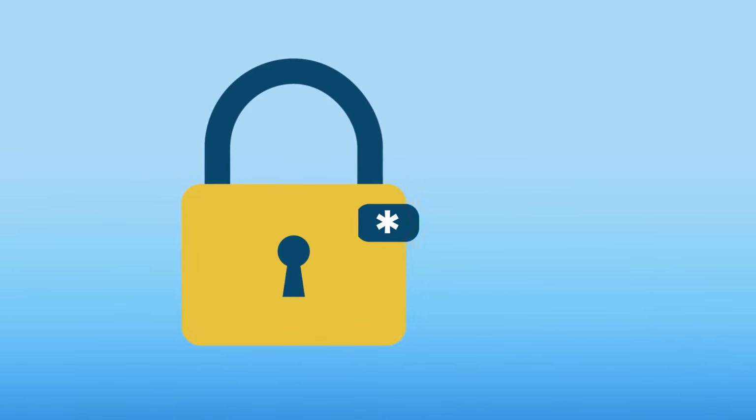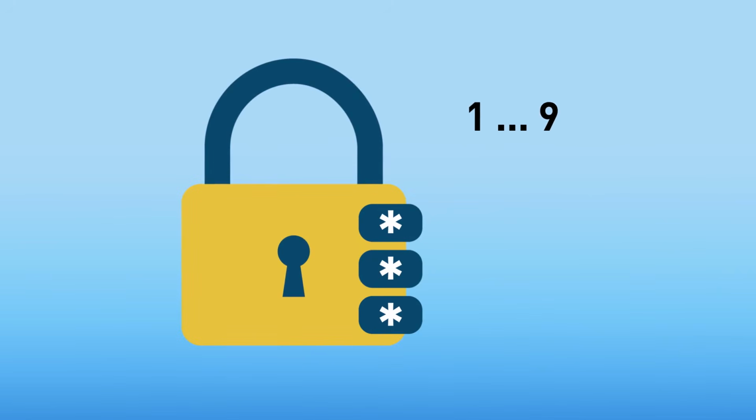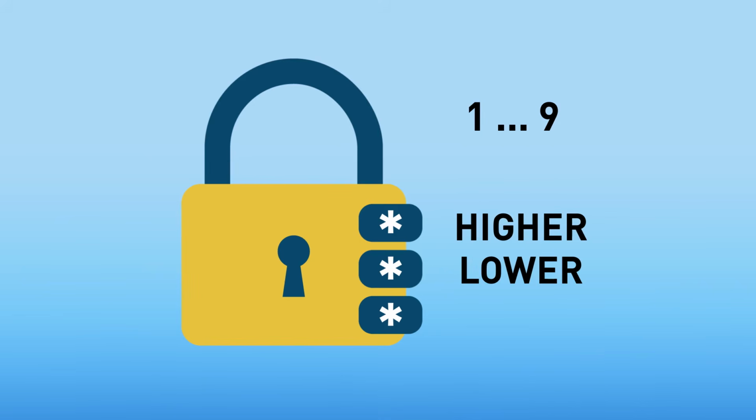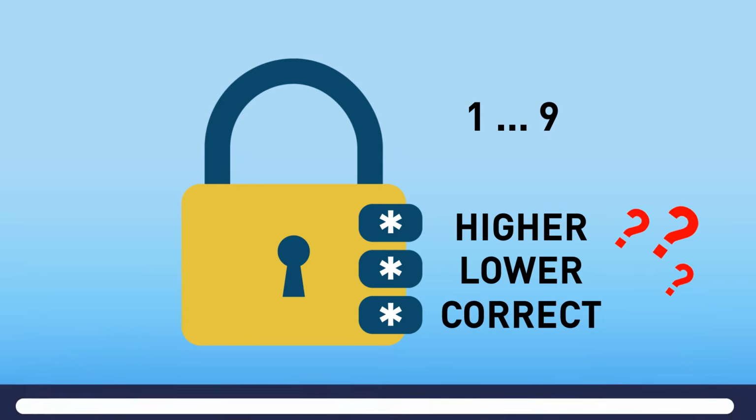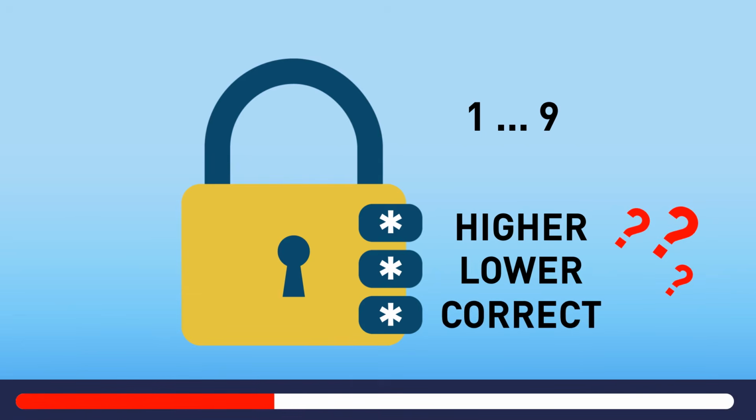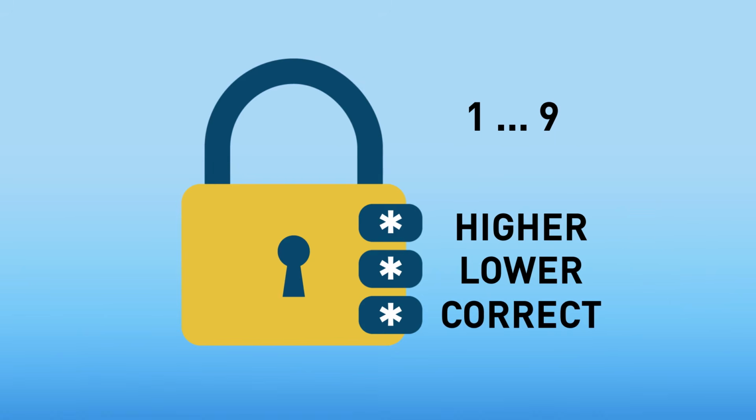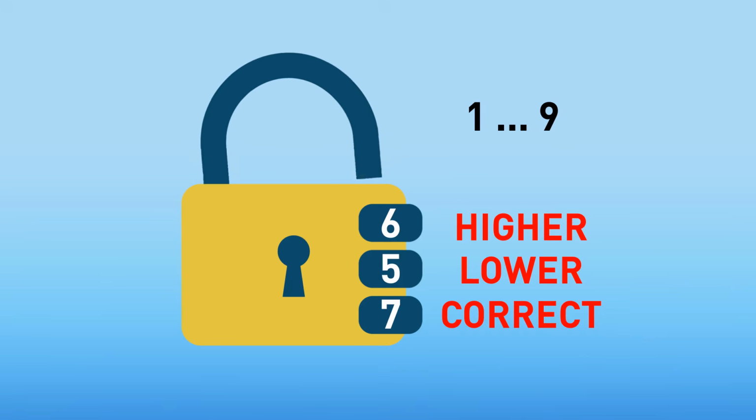You've got a lock with a special code consisting of 3 digits. Each digit can be any number from 1 to 9. To open the lock, you need to figure out the secret code. Let me help you and give you some clues. Before the first number, I say higher. Before the second number, I say lower. And before the last number, I say correct. Can you guess the code? The code is actually the number of letters in the words higher, lower, and correct. 6, 5, and 7 respectively.